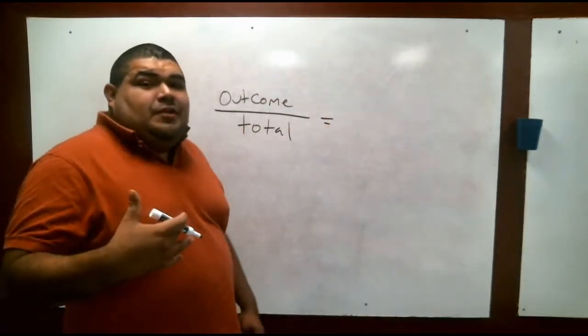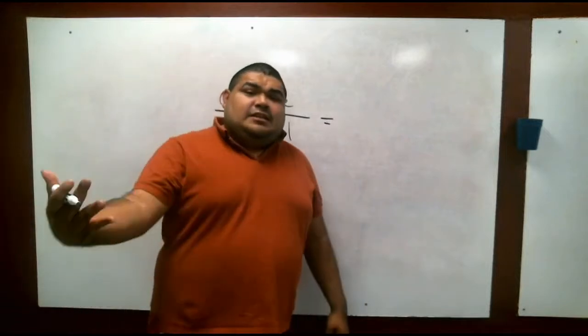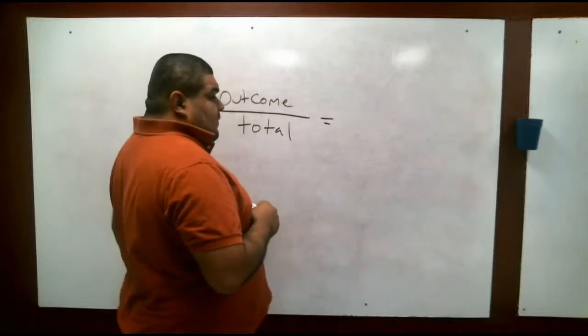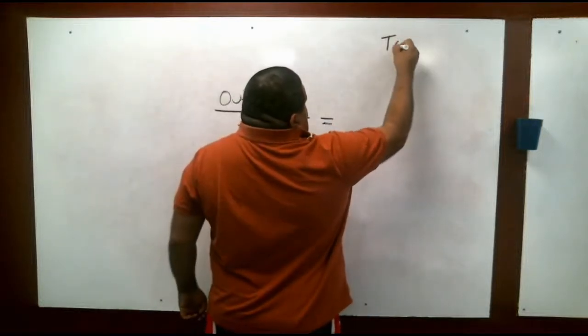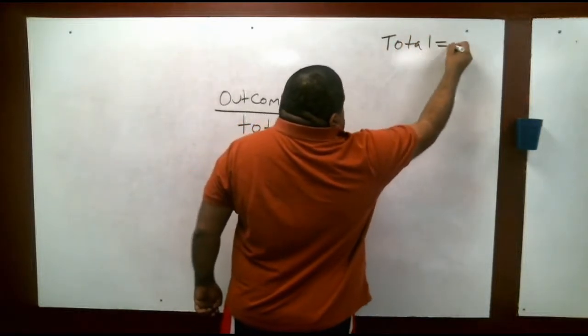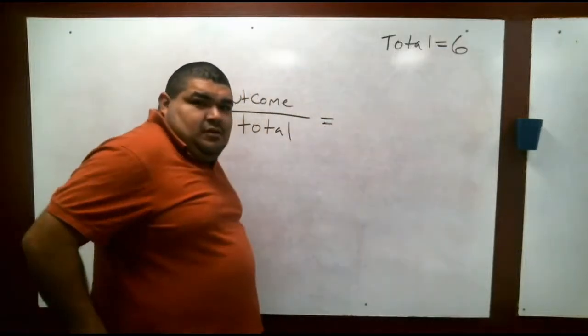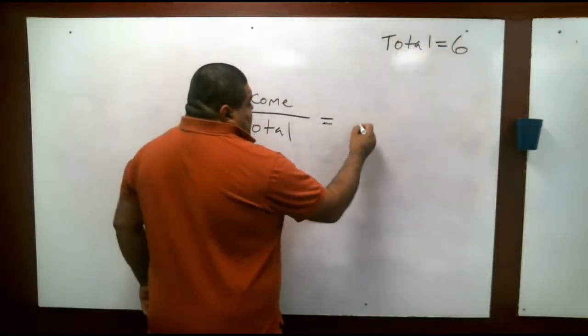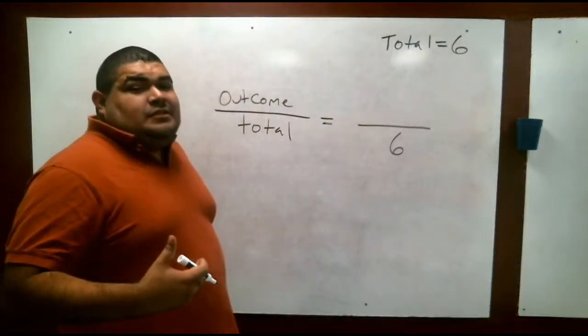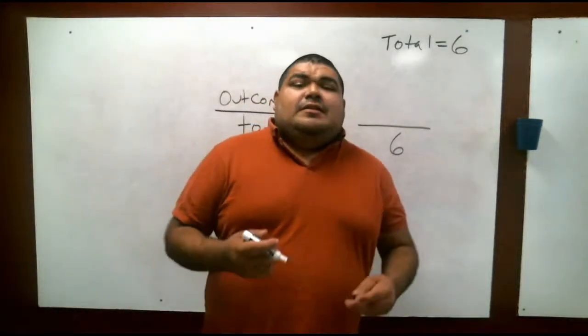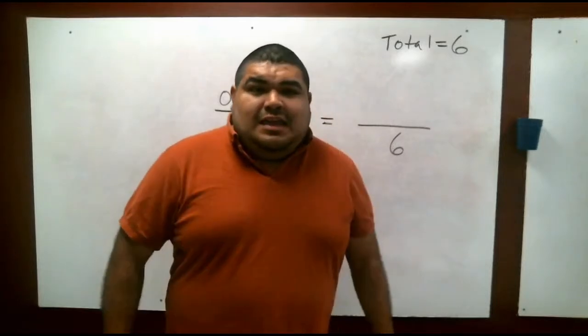So we know that we have a total of 6 sides, right? Because it's 6 different dots. Okay, so we know the total equals 6. Now that we know that, we can say 6 on the bottom. Now the outcome means whatever we're looking for. In this case, we're looking for even numbers.